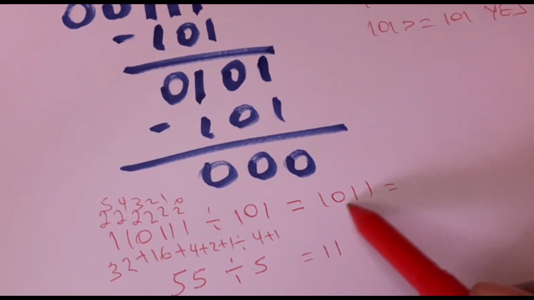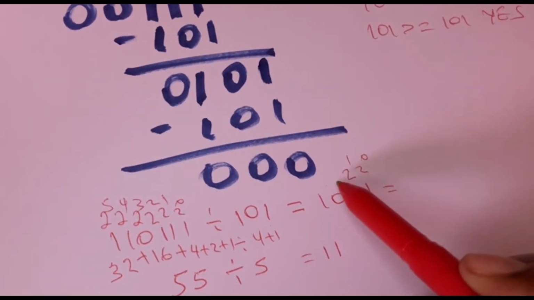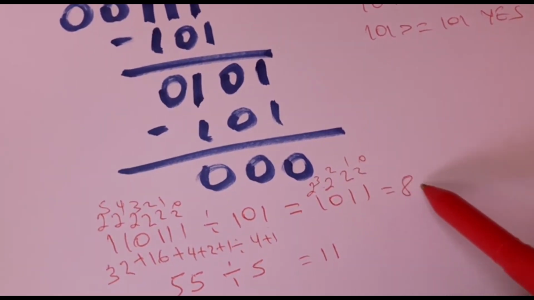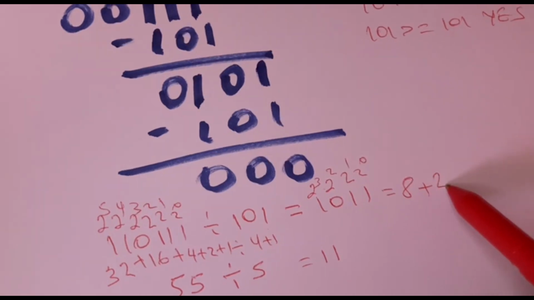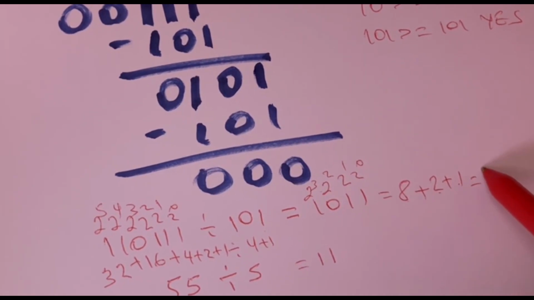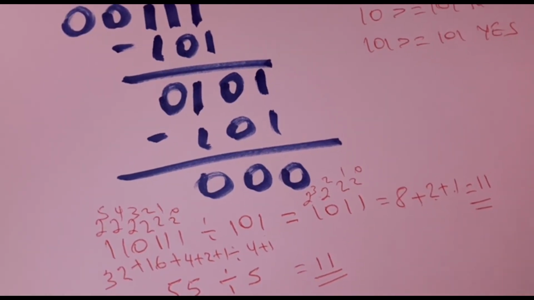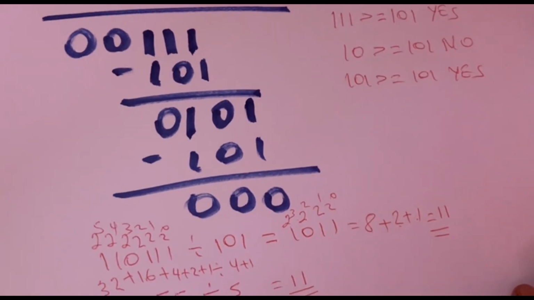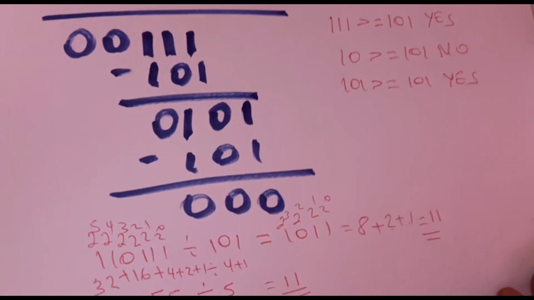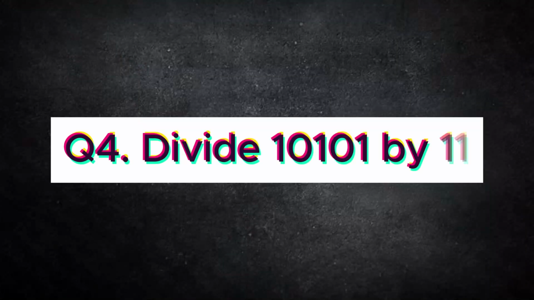And the binary number 1011 is, here we have to the power of 0, to the power of 1, to the power of 2, and to the power of 3, which is 8 plus, okay, ignore this one, we have 2 plus 1. 8 plus 2 is 10 plus 1 is 11. So our answer is correct. 110111 divided by 101 is 1011. Next example.